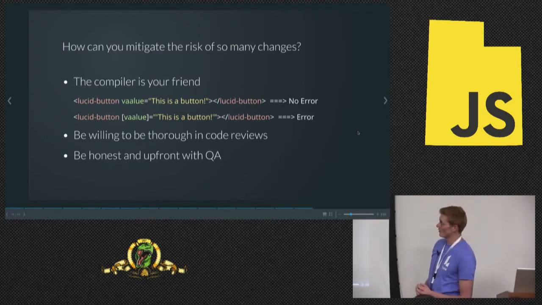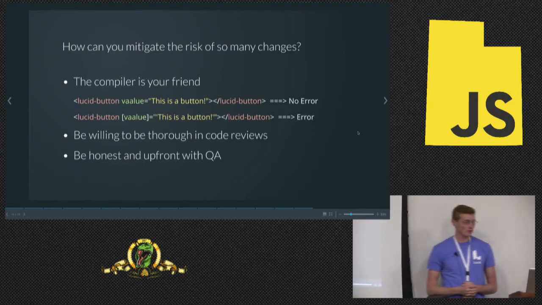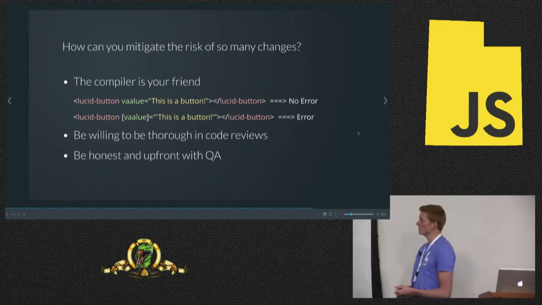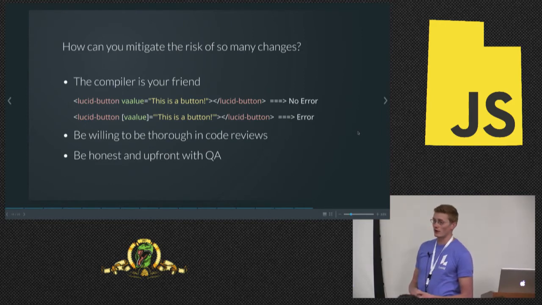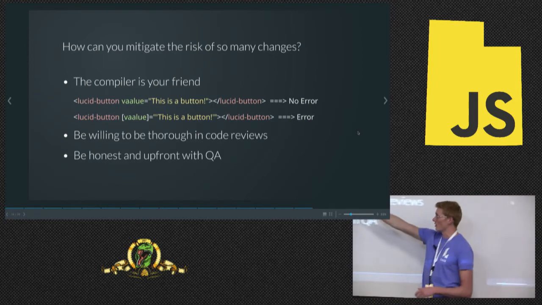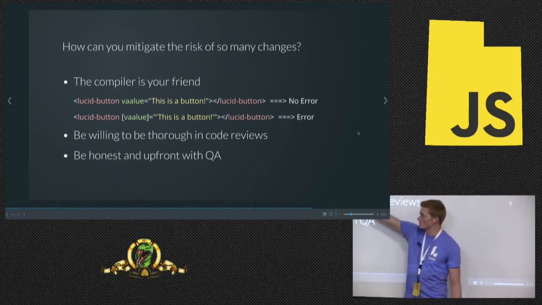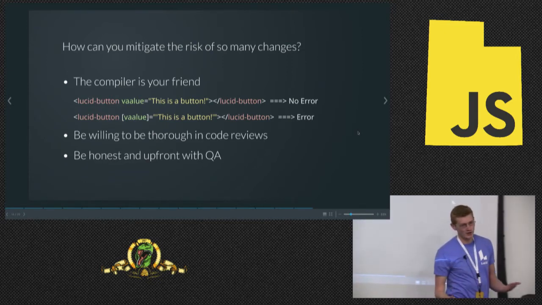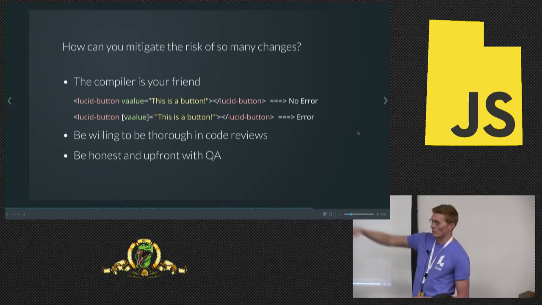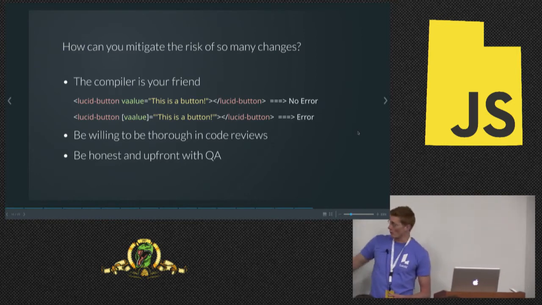So one thing that really helps is mitigating the risk of these changes. First step, the compiler's your friend. It is worth taking the time to find out what the compiler will find and what it won't find. For me, this is some Angular syntax where a Lucid button has a value input, and if you misspell it but you don't use square bracket notation, then it won't complain at you. But if you do use square bracket notation, it will complain at you. Angular allows you to use either, but it won't yell at you if you mess up without the square brackets.